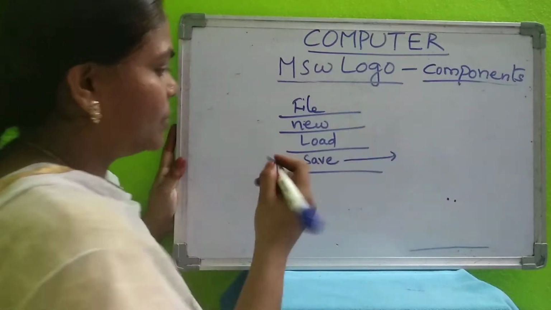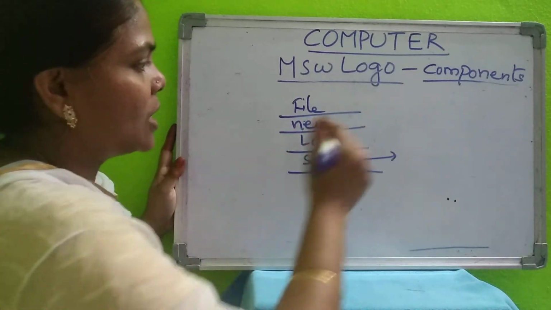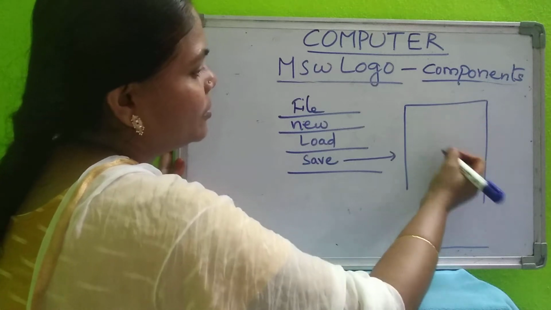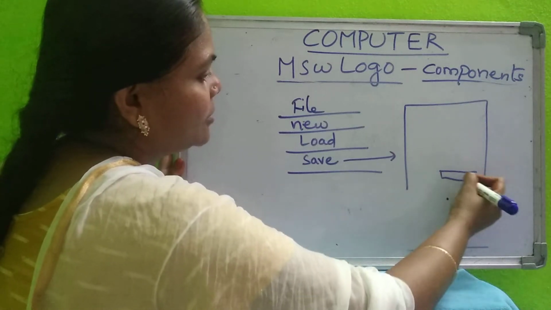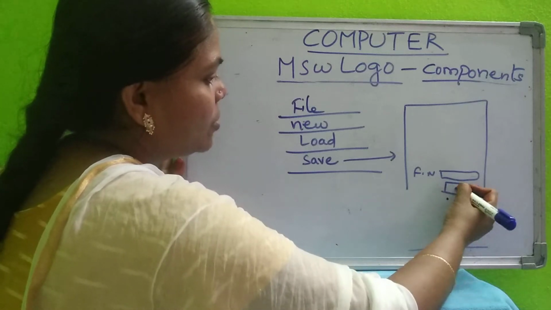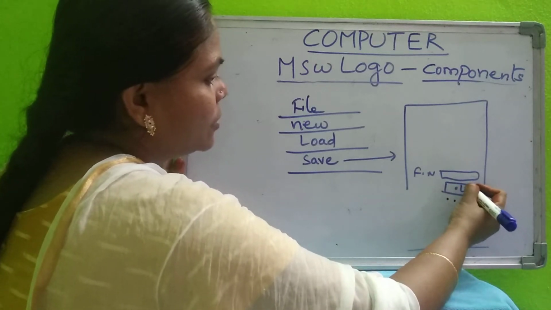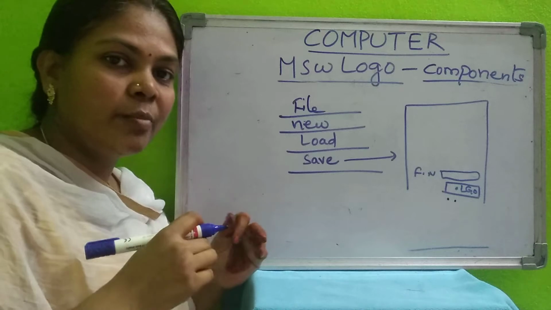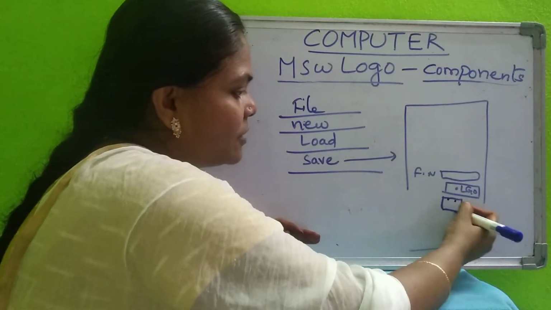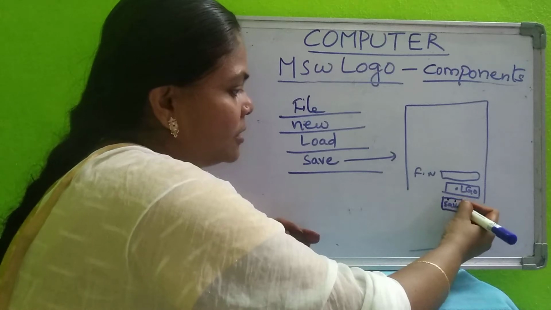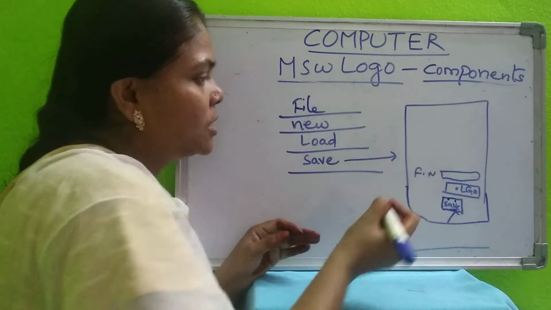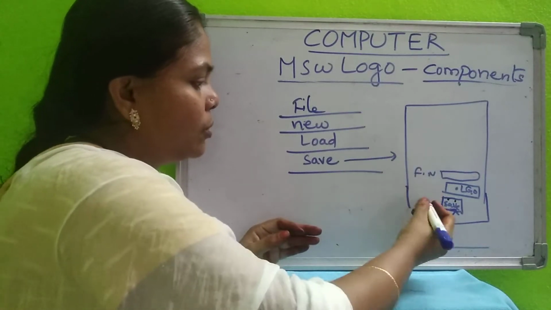But in your textbook you have only Save. About Save you have to learn. Whenever you click on Save, the save window will be opened, and here we have to give the file name, and the extension will be .lgo. For logo files, the extension will be .lgo. With .lgo only, the files will be saved. And you have to click on the Save button. Like this you have to save your file in the logo.